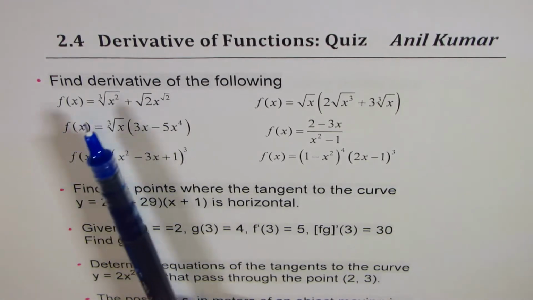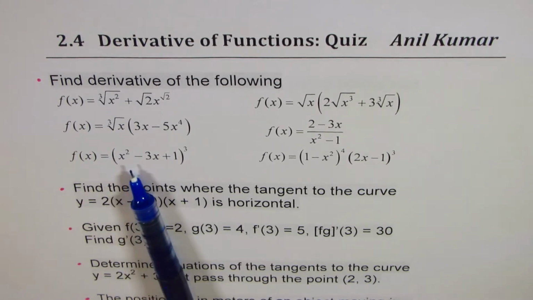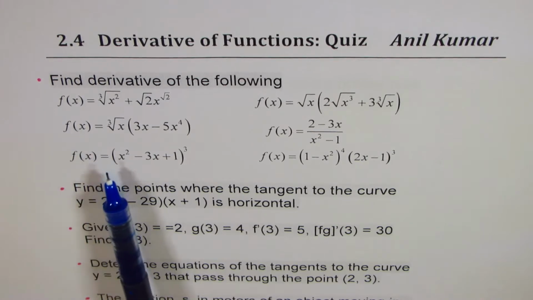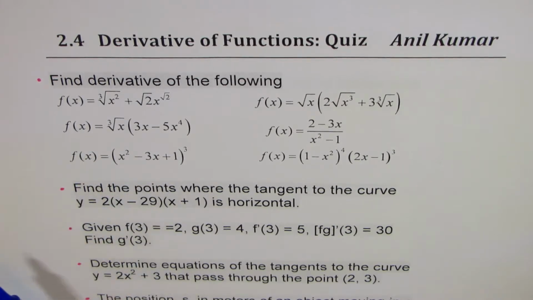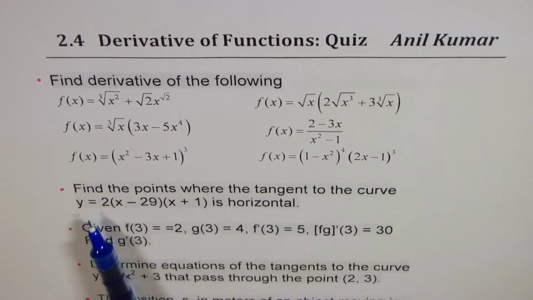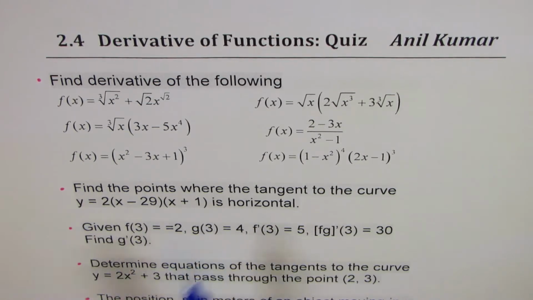The first question, we have a variety of functions for which you need to find derivatives using power rule, product rule, and this is modified power rule. Then the question is, find the points where the tangent to the curve is horizontal. Now horizontal means derivative is 0, right? Then here's a thinking question.